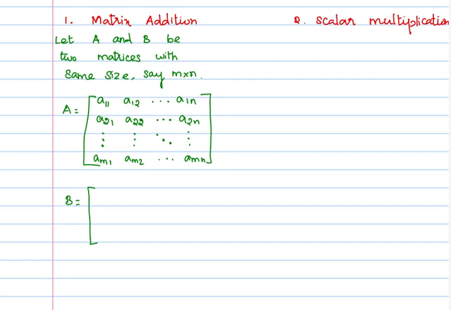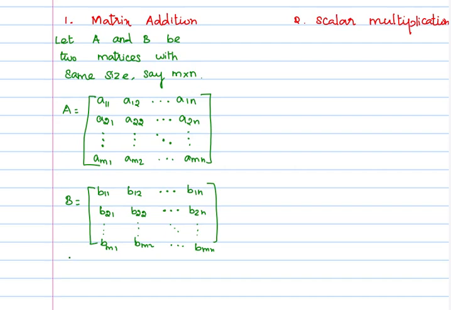B is another matrix of the same size, m by n. So m rows, n columns: B11, B12 and so on, B1n, B21, B22 and so on, B2n, and Bm1, Bm2, up to Bmn. This is the matrix B.